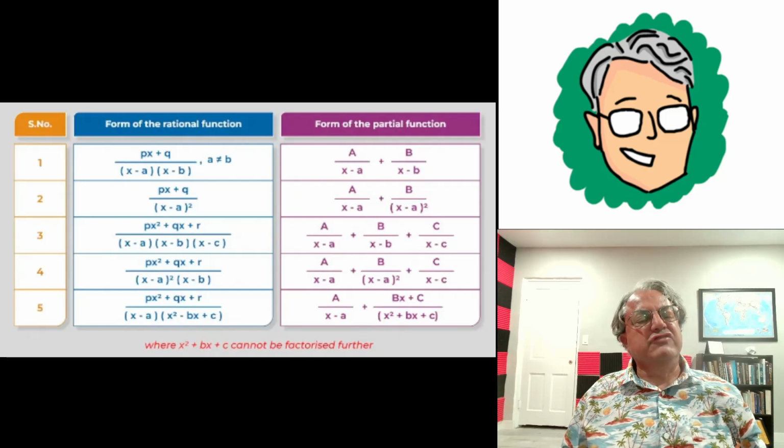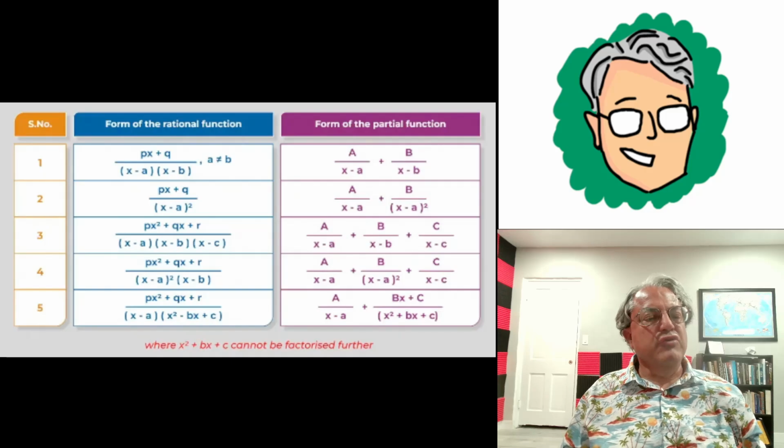And there are about 5 different forms shown here for what you might get. Depending on the form of the rational function, once the denominator is factored, you get different types of partial fractions. The simplest case is where the denominator is the product of two linear terms, x minus a times x minus b, and the numerator has the form px plus q. It won't have any terms higher order than x. If it does, you can do polynomial division to get rid of them.